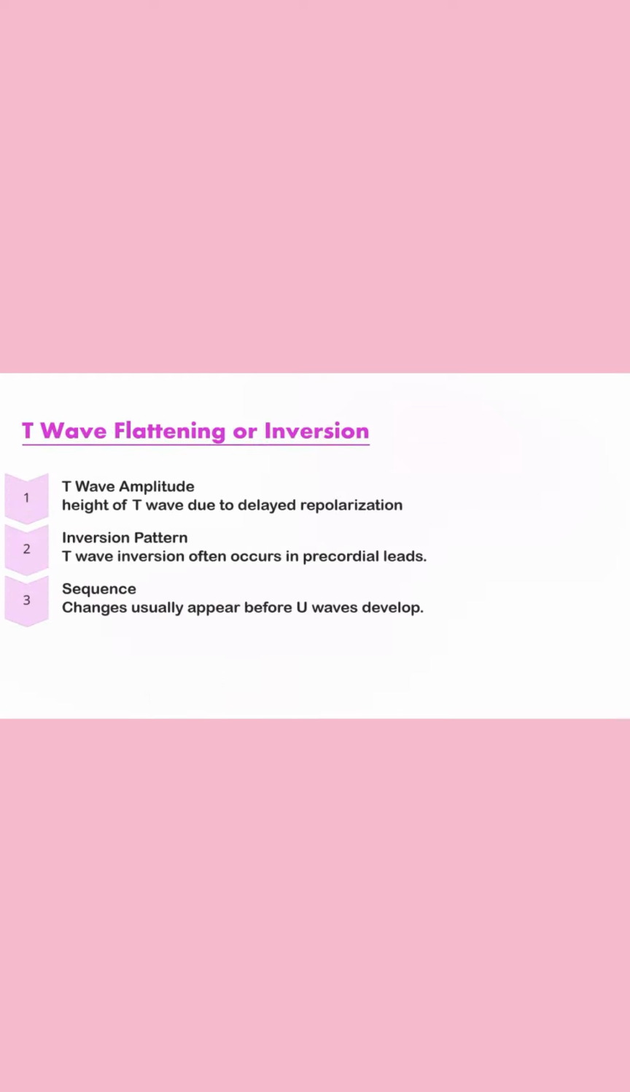Then another important ECG change is T wave flattening or inversion. So in hypokalemia, the T waves are flat or their amplitude is decreased. Sometimes they are also inverted. Generally this change appears even before the development of the U wave, and this is mainly due to the delayed repolarization of the ventricles.